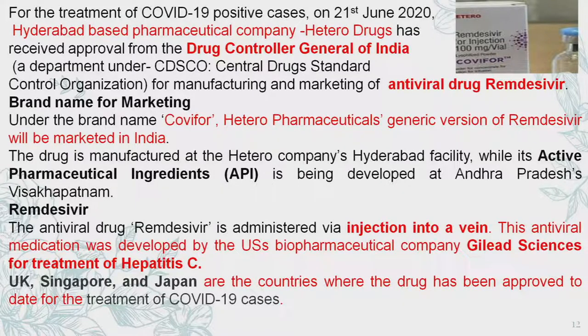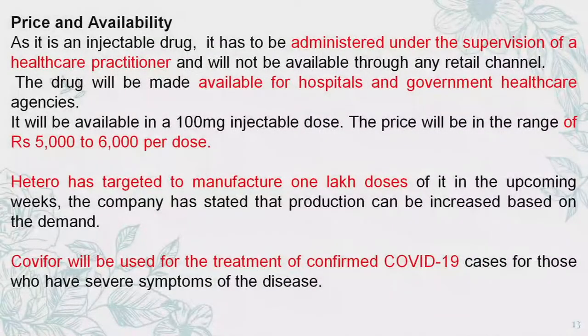The drug is manufactured at the Hetero company's Hyderabad facility, while its active pharmaceutical ingredients are being developed in Visakhapatnam, Andhra Pradesh. Remdesivir, the antiviral drug, is administered by injection into a vein. The medication was developed by the United States biopharmaceutical company Gilead Sciences for treatment of hepatitis C. The UK, Singapore, and Japan are the countries where the drug has been approved to date for the treatment of COVID-19 cases. So that's Remdesivir, again marketed by the Hyderabad-based company.